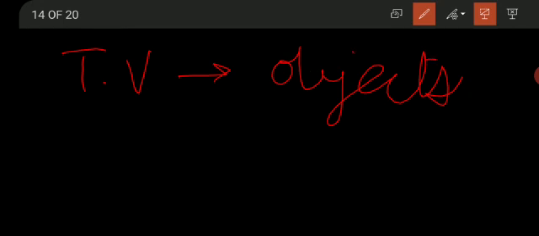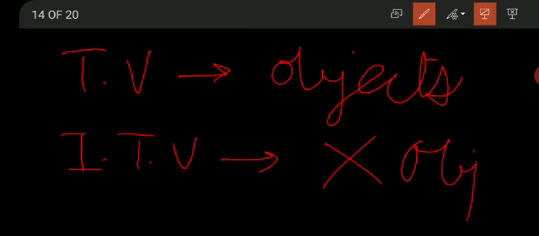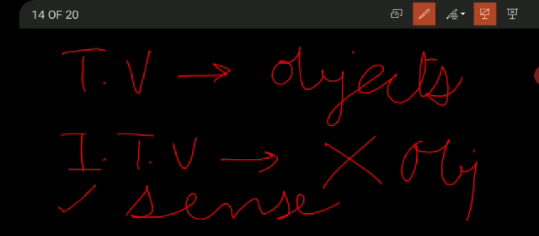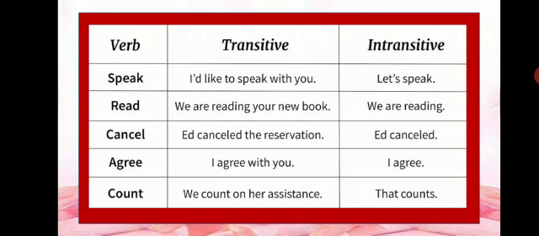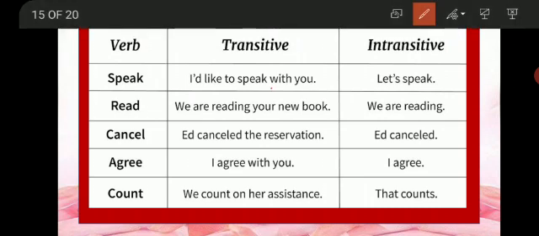So in short, students, transitive verbs contain objects, while intransitive verbs have no objects, and still they make complete sense by themselves. Now we will have a look at how a verb can act as a transitive verb as well as an intransitive verb. Speak. I would like to speak with you. Now here with you is the object, so this is a transitive verb. Let's speak. There is no object here.